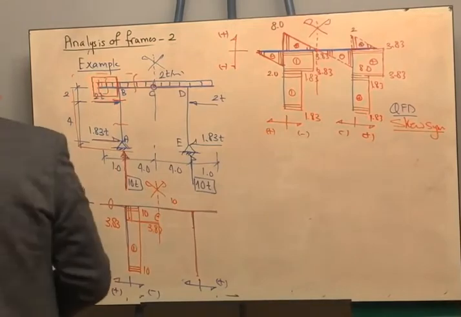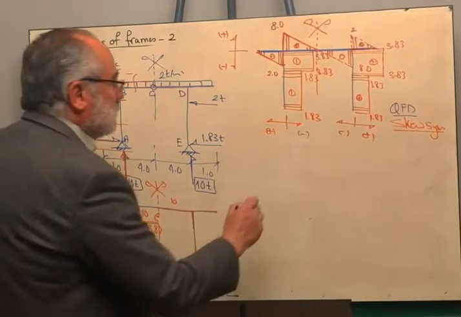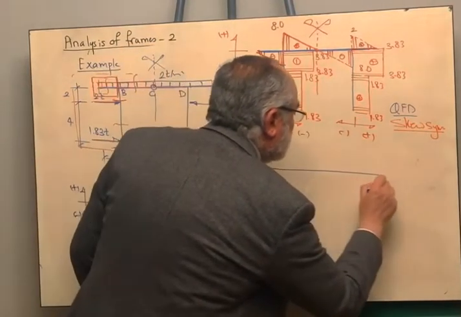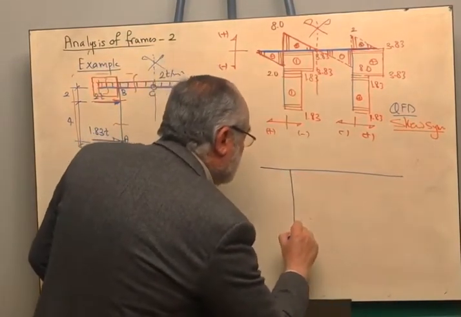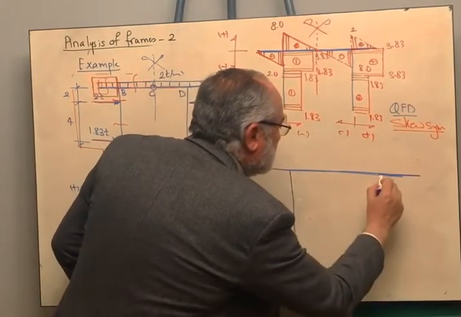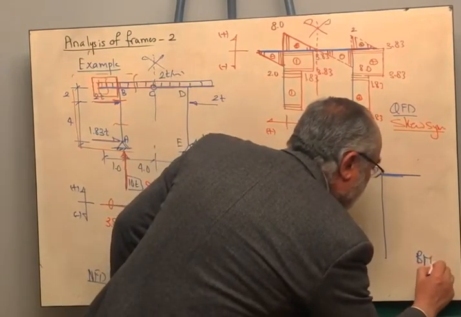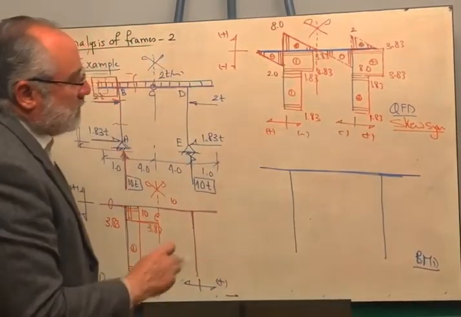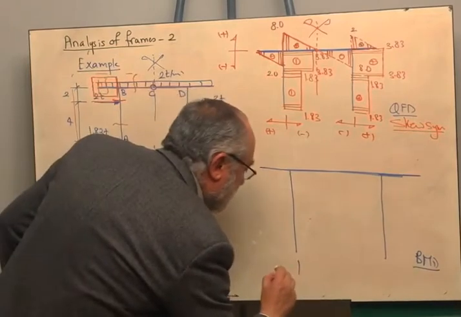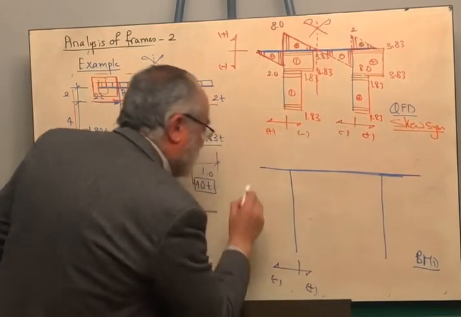Okay, for the bending moment, the bending moment diagram. Again, it is opposite in the sign convention. The far is negative and the near is positive.